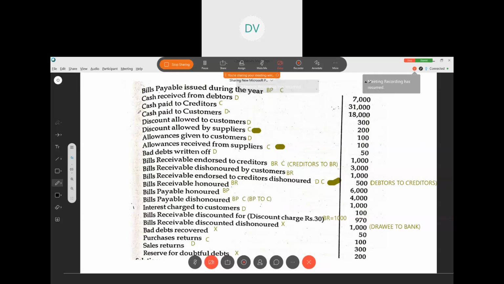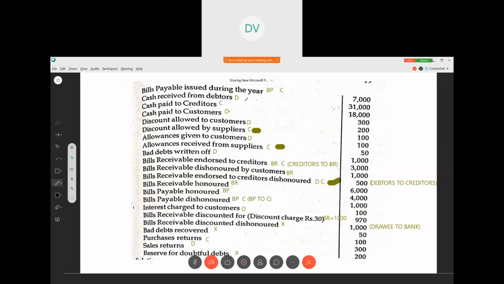Cash received from the debtors. So debtors account we are writing. Again, cash paid to creditors account. Cash paid to customers, who are our debtors. So we are writing debtors. Discount allowed to customers. So we are writing debtors or customers. Discount allowed by the suppliers. So suppliers are giving the discount. Who are suppliers? Creditors, right?